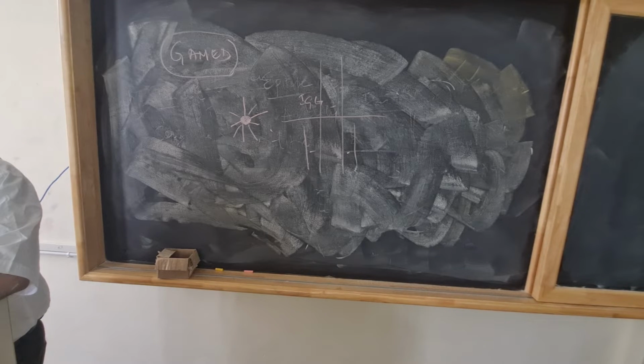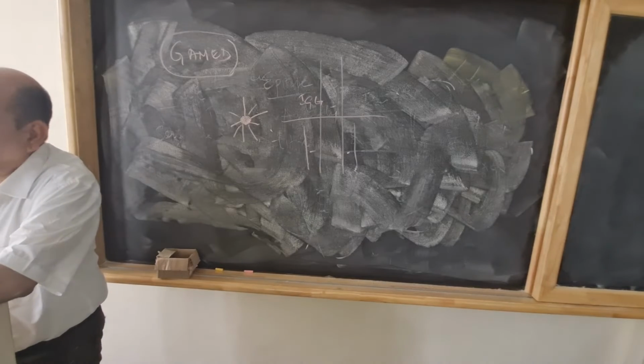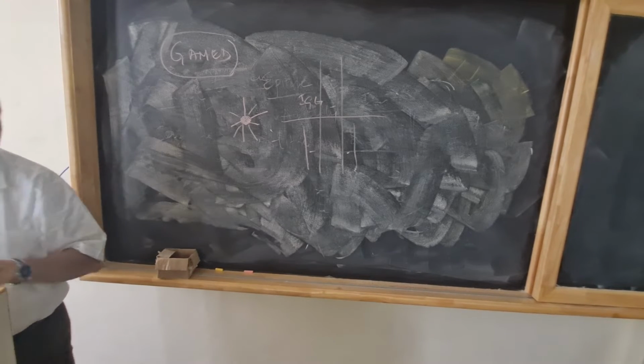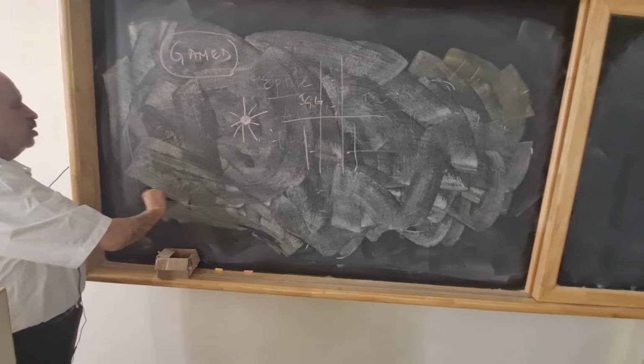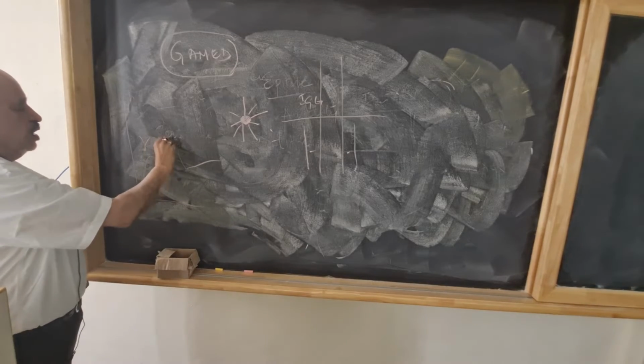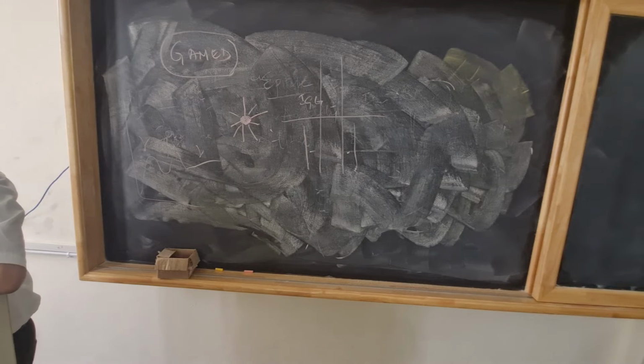B cells, B lymphocytes, which are derived from the bursa of Fabricius or bone marrow, get transformed into plasma cells. Plasma cells are the mother of all immunoglobulins. When you do a serum electrophoresis, it goes into three bands: alpha, beta, and gamma. All immunoglobulins are gamma globulins.